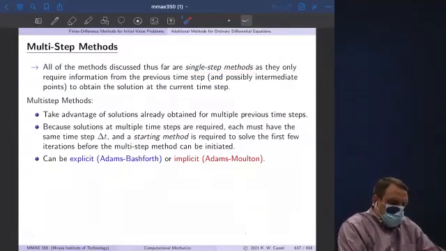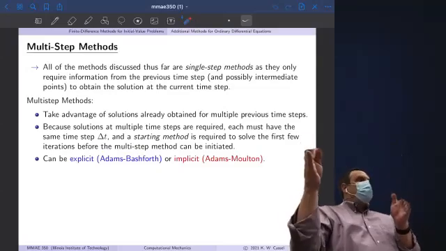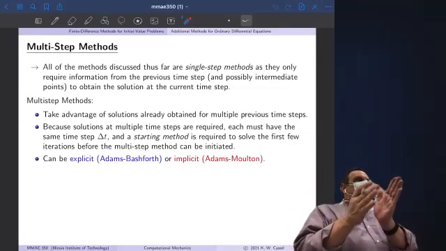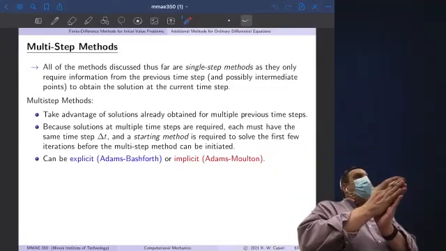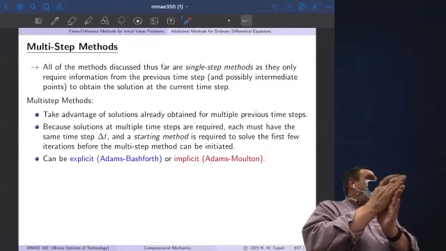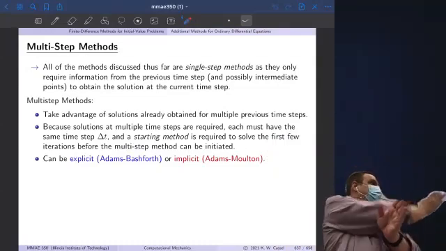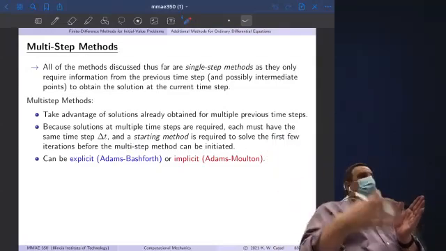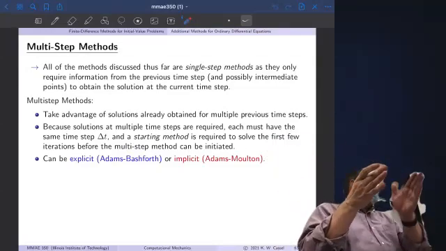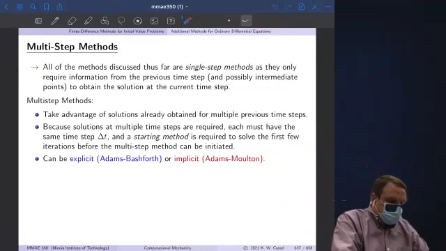Now, that means we're going to have a starting method. So if I need the previous 2, then at the first time step, I only have 1 previous. I don't have 2 previous. So I'm going to have to use another method. It might be a first order implicit or explicit method to get that first time step, and then I can start the multi-step method. If I need previous 2 or 3 or 4, then I'm going to have multiple methods to get me started before I've built up enough previous time step solutions in order to proceed.